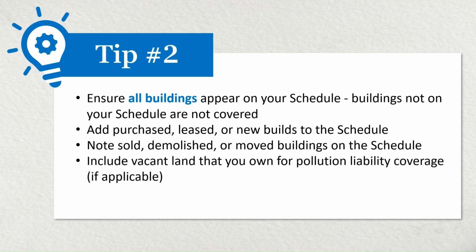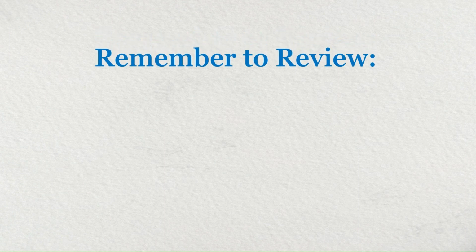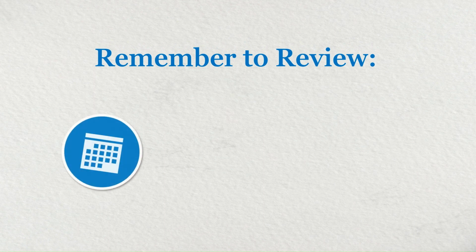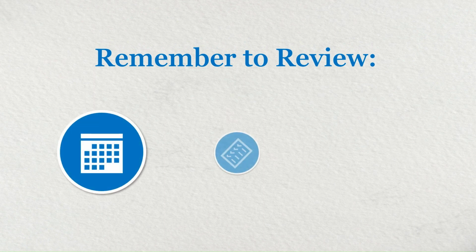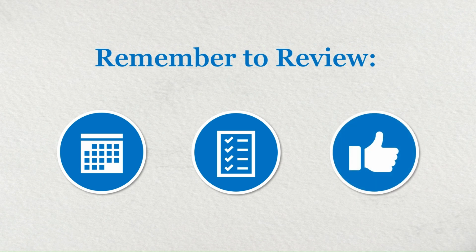We also ask that you include on your property schedule any vacant land that you own so that we can extend pollution liability coverage to the vacant land if you have pollution coverage through us. Before we dive in, it's important to keep in mind that this is your property schedule. We ask that you review it every year to ensure that it is up to date, that it has all of your locations, and represents your locations as best as possible.